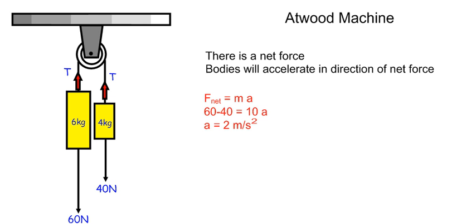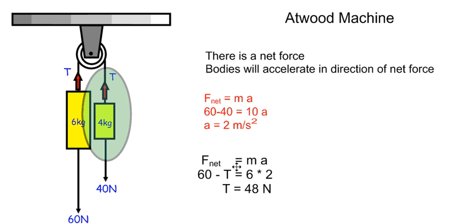The next question is, what is the tension force? We can easily find this by looking at a free body force diagram for each of the masses. Let us look at a free body force diagram for the 4 kilogram mass. The two forces acting on the 4 kilogram mass are 40 newtons downwards and T upwards. T must be greater than 40 newtons because the 4 kilogram mass has an upward acceleration.